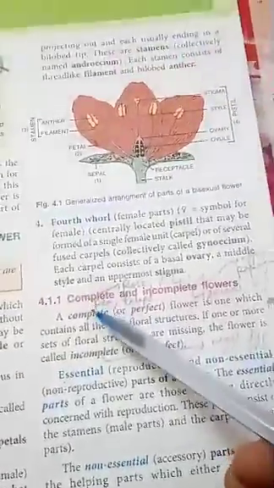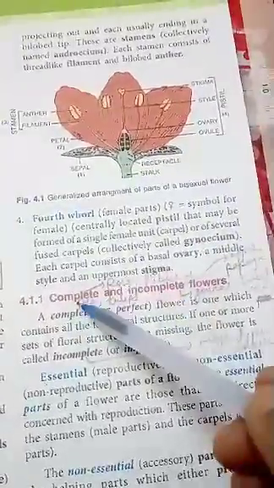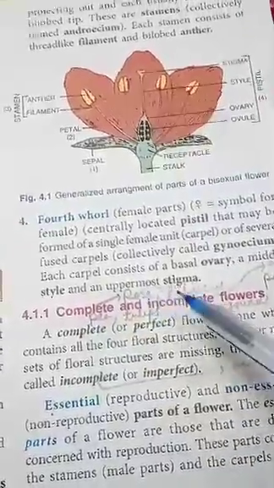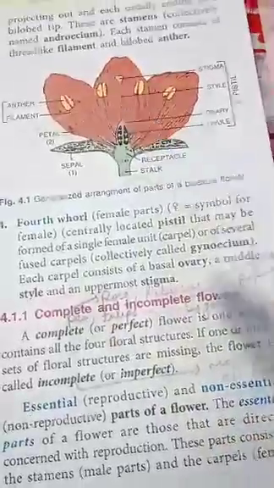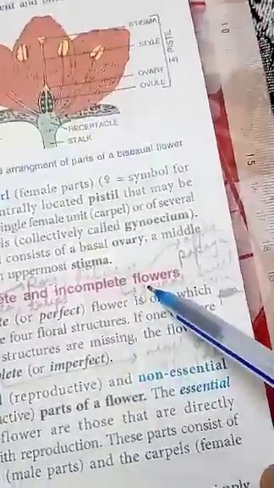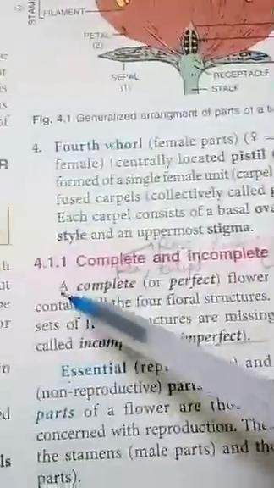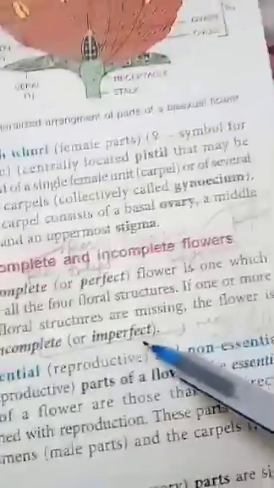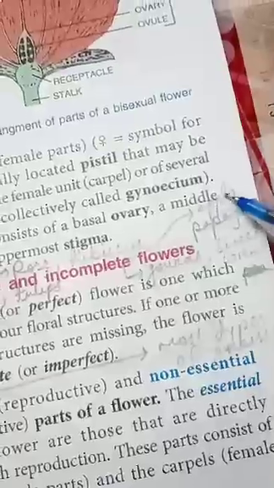So based on the presence or absence of the 4 whorls, flowers are of 2 types, complete and incomplete. If all the 4 whorls are present, like the China rose flower, it is called a complete flower. And if it does not have all 4 whorls, or any whorl is absent, it is called incomplete. Another term for complete is perfect, and for incomplete is imperfect. Examples I have written here, children: incomplete flowers, apple, papaya, sweet corn, etc.